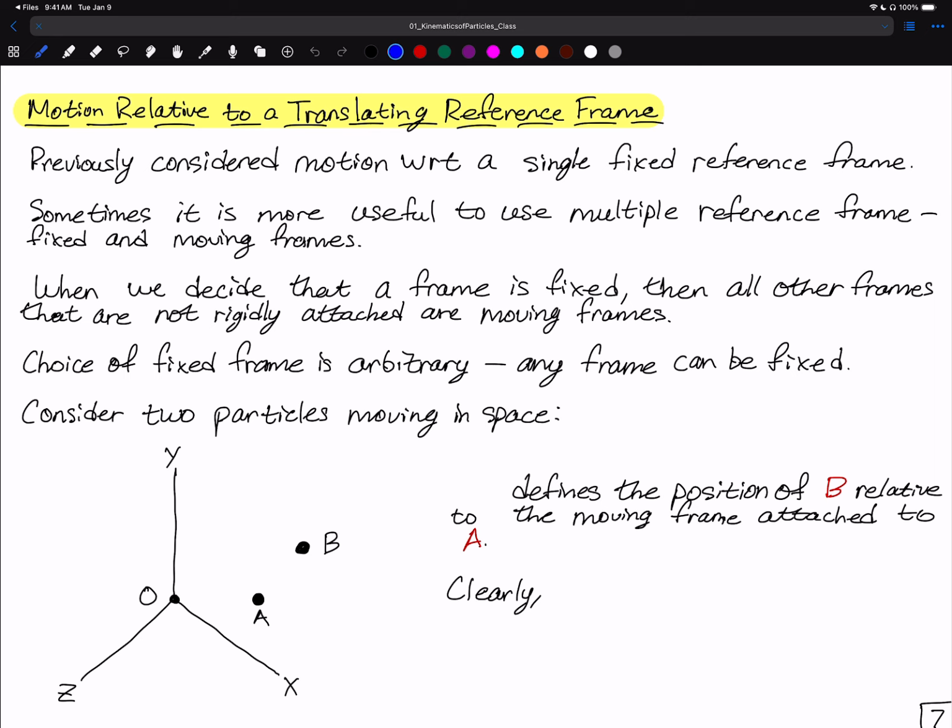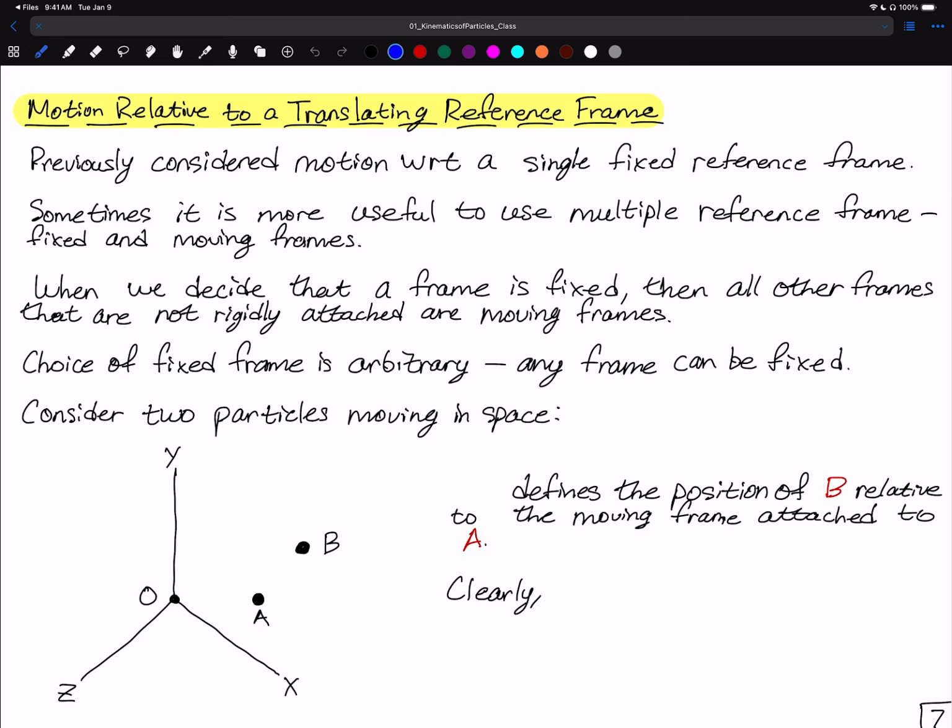Hello, welcome back to AE 2220 Dynamics. In this video, we're going to go over motion relative to a translating reference frame, and we're also going to do an example. So we previously have considered motion with respect to a single fixed reference frame, but sometimes it's more useful to use multiple reference frames, one that is fixed and then other frames that are moving.